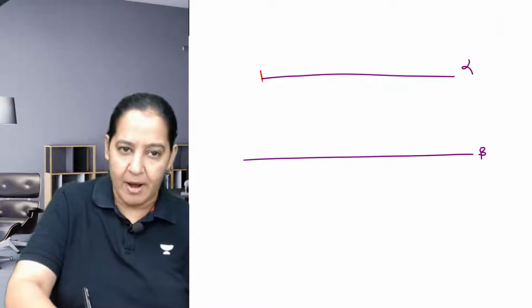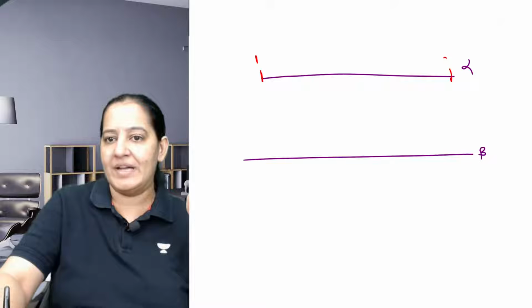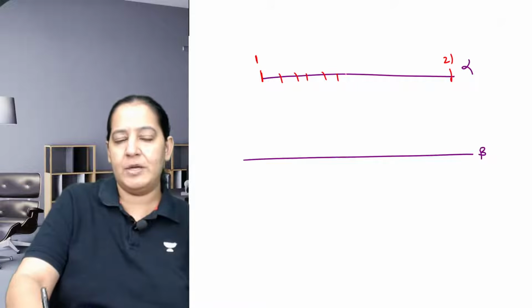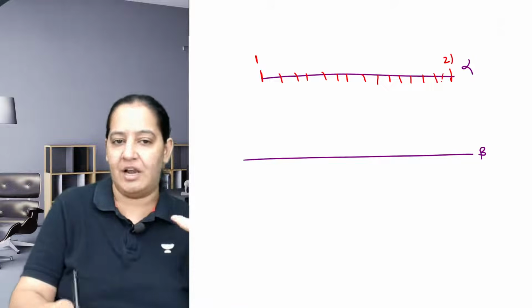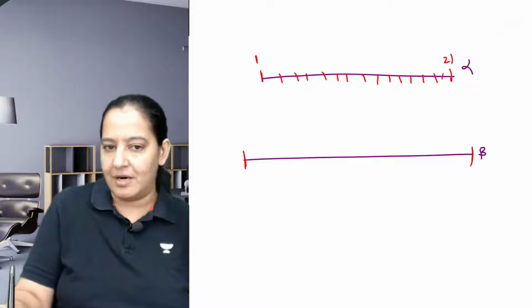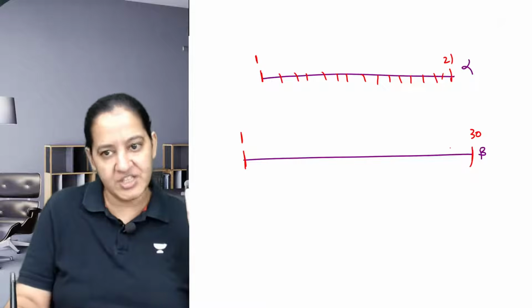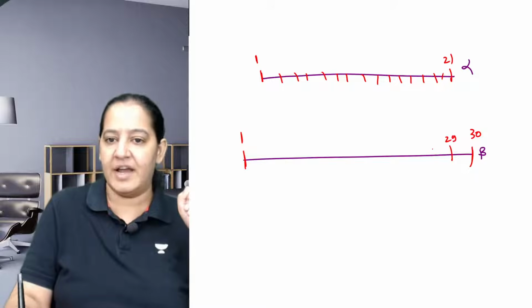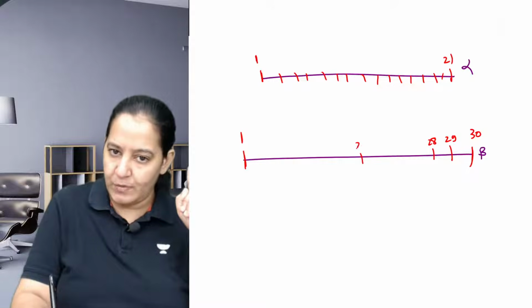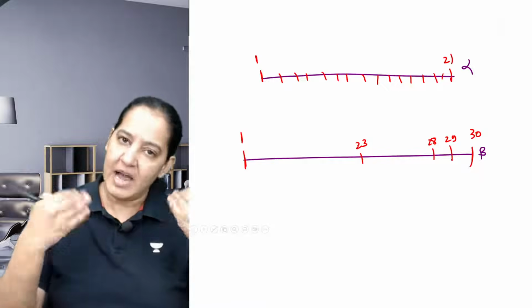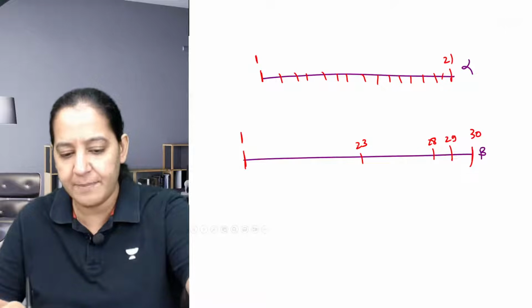Alpha chain has amino acid number 1 till 21. So these are the 21 amino acids in alpha. I am not doing any change in the alpha. I will do the change in beta. Beta has amino acid number 1 till 30. So I will do the change in them. I will do change in 29, change in 28, change in 23. On these changes, I will form 3 types of insulin. What 3 types of insulin?